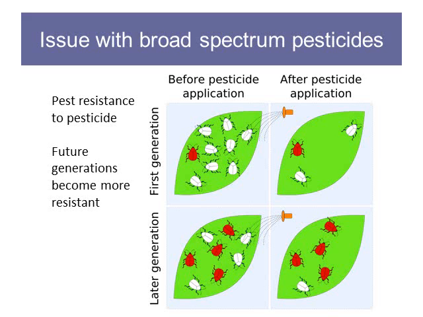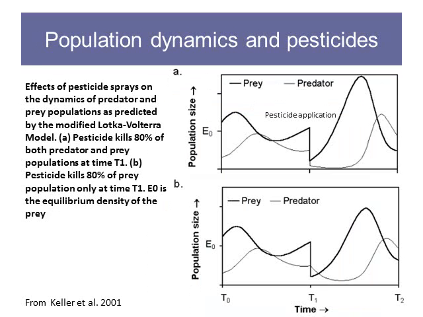You spray again, and now you have more resistant bugs, and then you have to use stronger pesticides or new pesticides, and it can be exhausting and bad for the environment. Future generations can become more and more resistant.